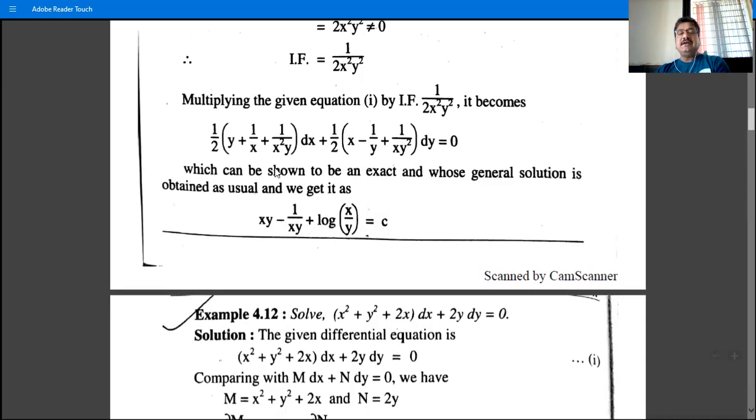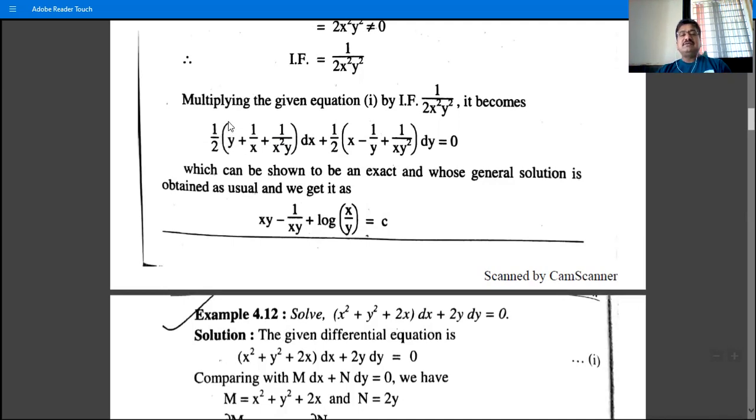General solution is integration M dx, that is integration of this M dx, plus terms in N independent of x. So that term is minus 1/2 into 1 by y. So write that term. Terms in N independent of x is only one term, which is minus 1/2 into 1 by y, dy, integration with respect to y. So we have this answer.